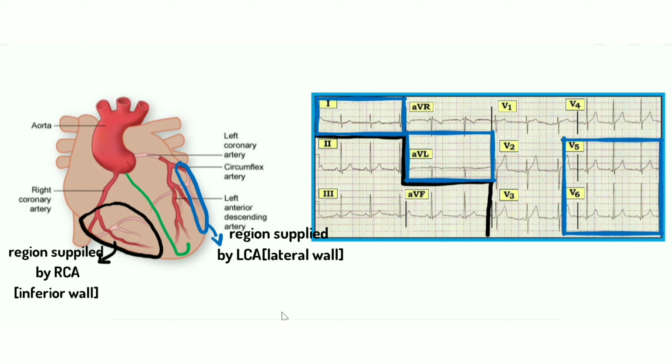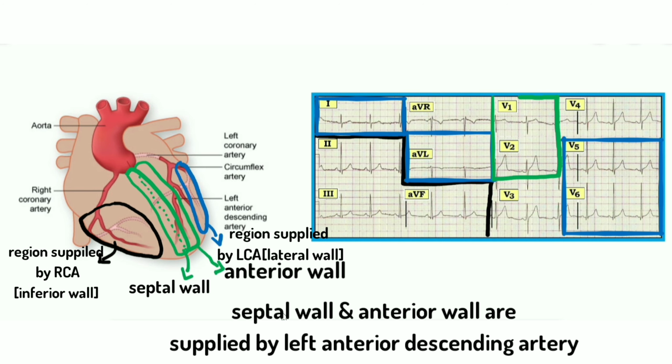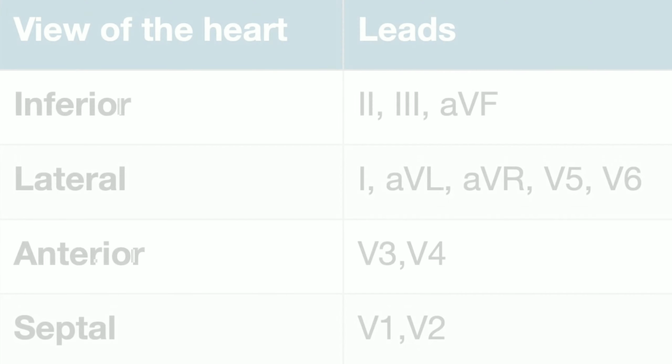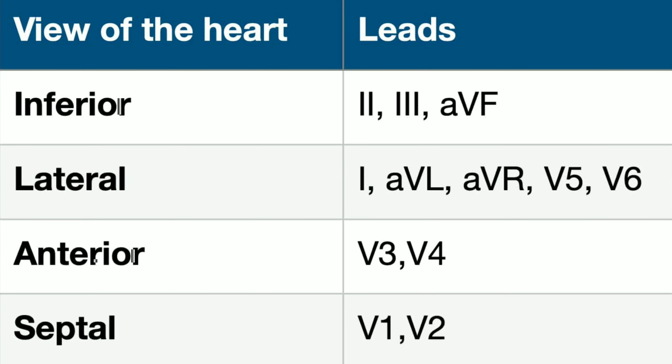Now, the region supplied by the left anterior descending artery is the septum and anterior wall of the myocardium. It can be represented in the ECG as V1 and V2, which indicate the septal leads, and V3 and V4, which indicate the anterior wall of the myocardium. Ischemia secondary to atherosclerosis in any of these 3 major arteries can be seen on ECG as specific changes in a particular lead or in a group of leads.